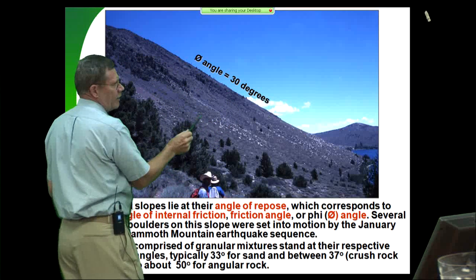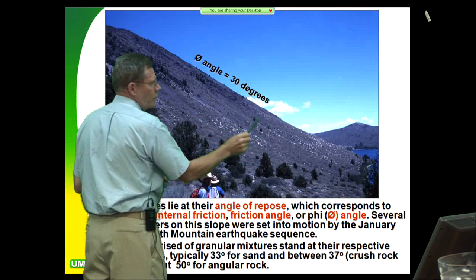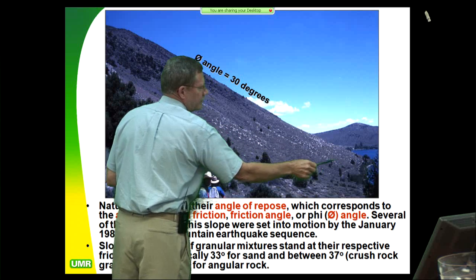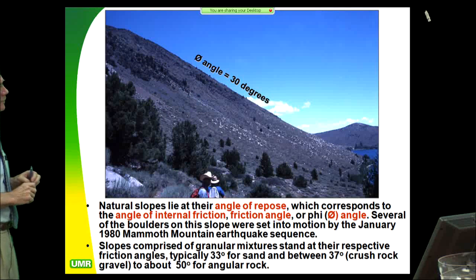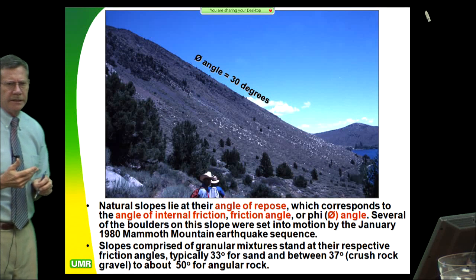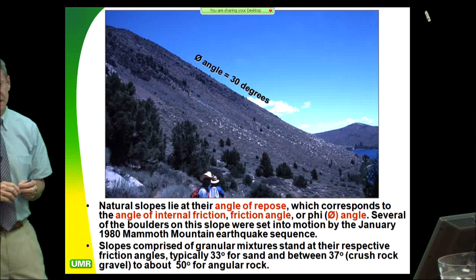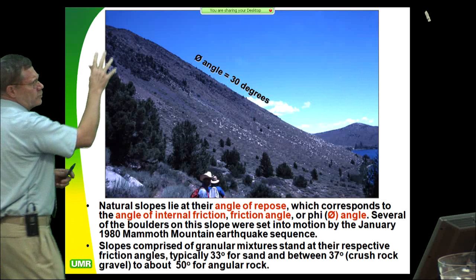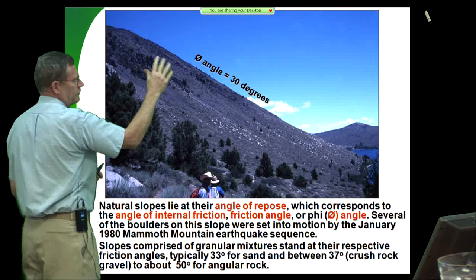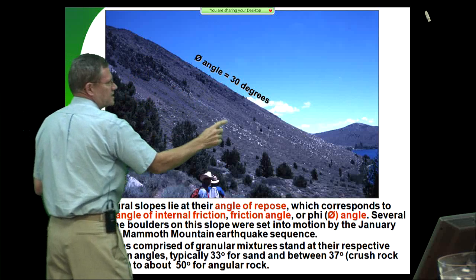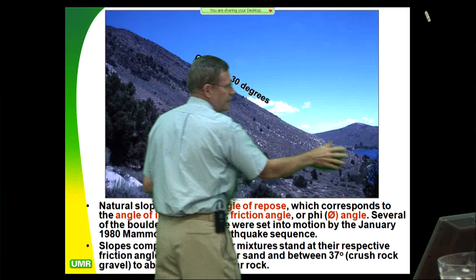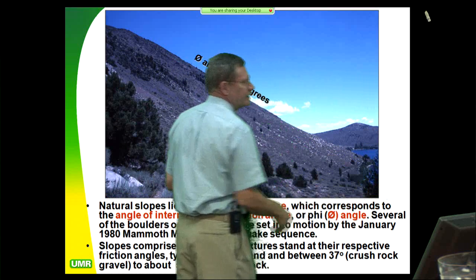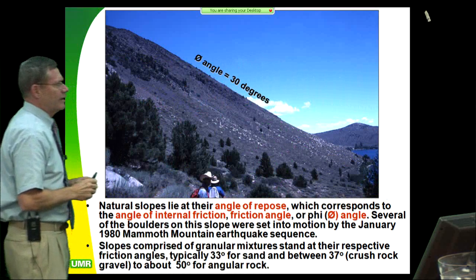And what we're looking at are all these white rocks. Those white rocks all showed up suddenly in the January 1980 Mammoth Mountain earthquake sequence. That was 4 earthquakes in 1 month over magnitude 6 each one. And all these rocks went down the slope, and some stopped in this area, some kept on going, some hit the trees down here, some went in the lake. It was really very interesting.